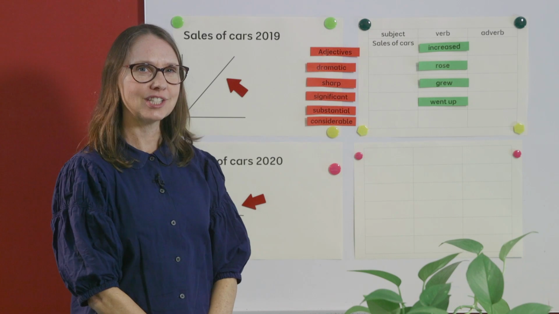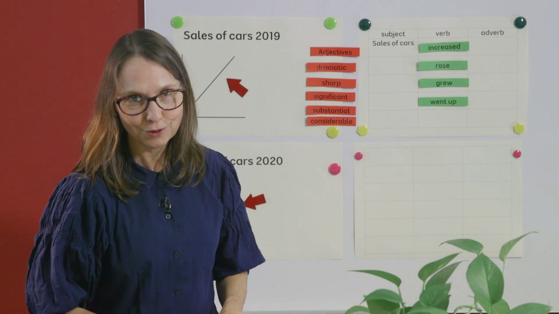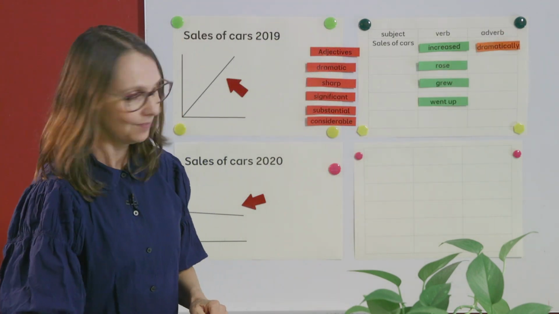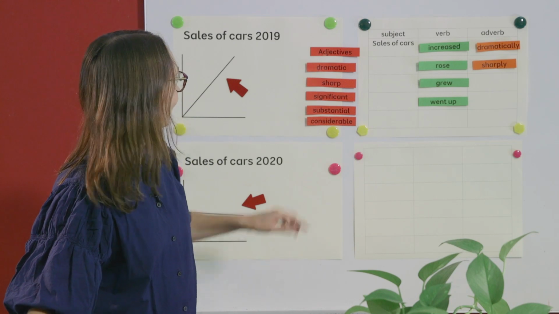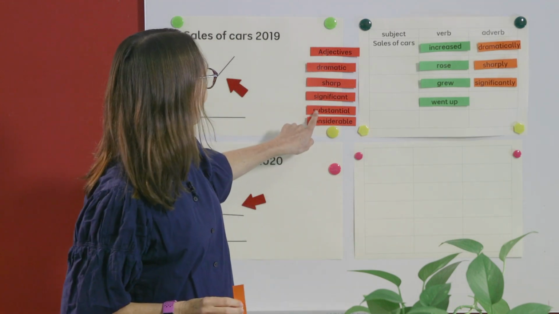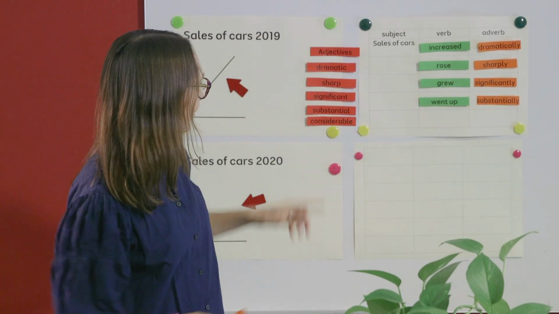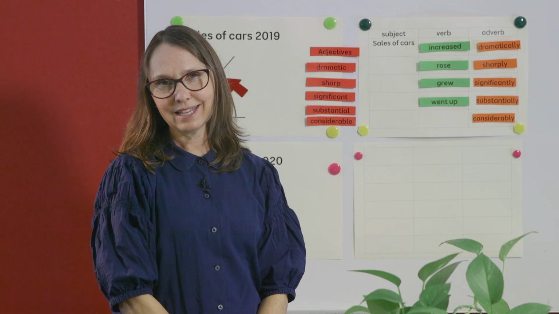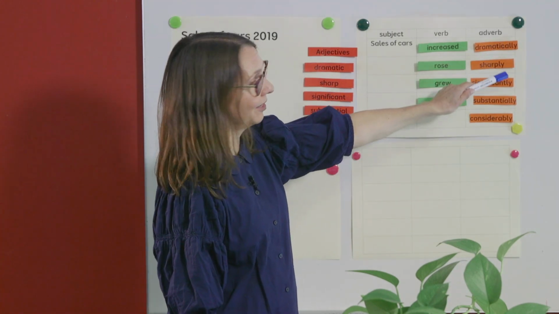What are the adverbs for these adjectives? Take a moment to think about that. Here are the adverb forms of these adjectives. Dramatic, dramatically. Sharp, sharply. Significant, significantly. Substantial, substantially. Considerable, considerably. What do the adverbs have in common? You probably noticed that they all end in ly.